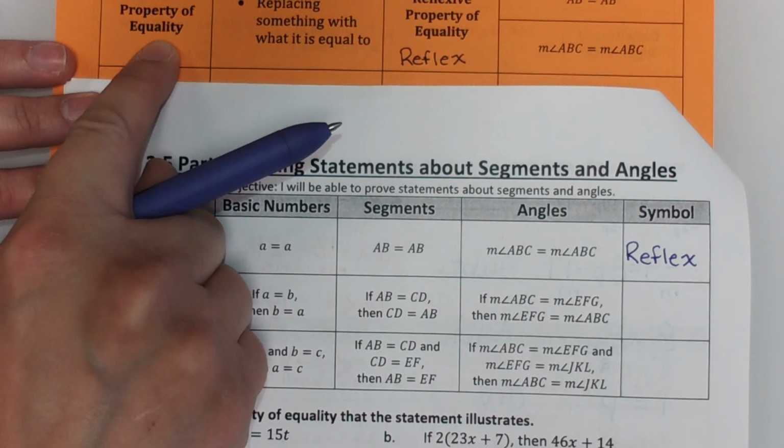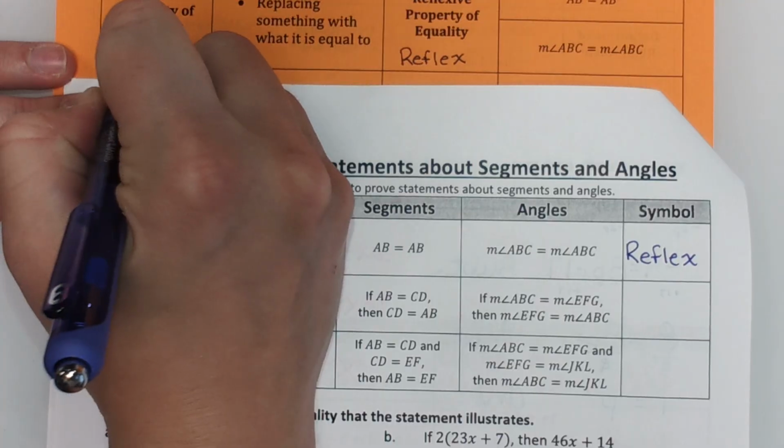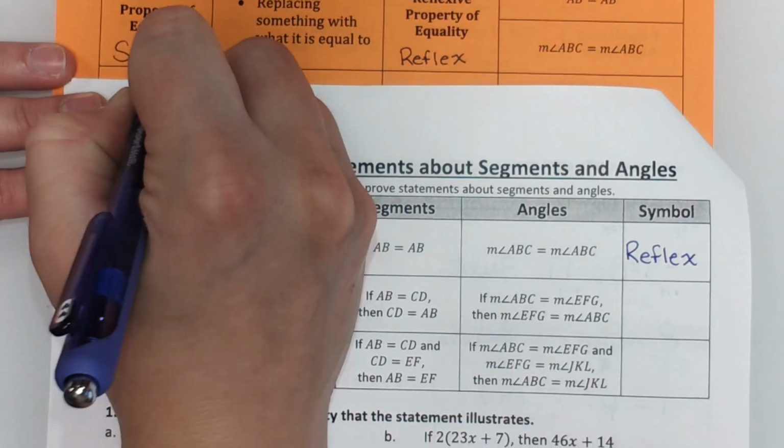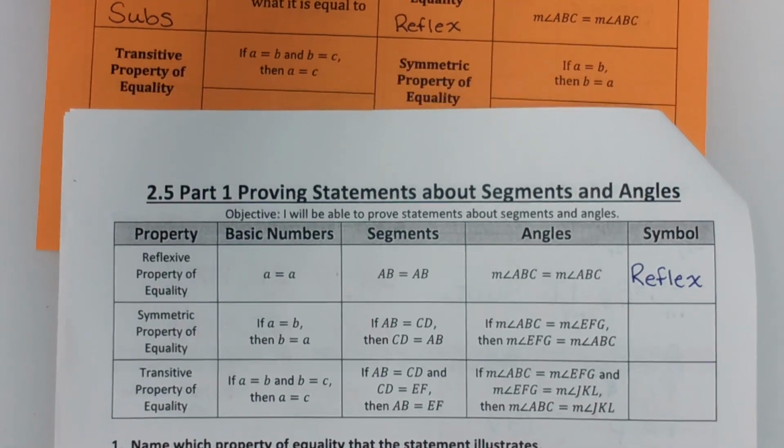Substitution. We dealt with that one before. How did we shorten that one? Not just sub. Subt, with the T at the end, is subtract. Substitution is SUBS.